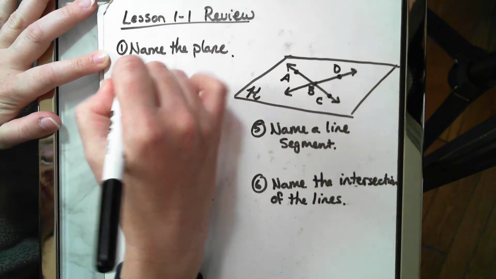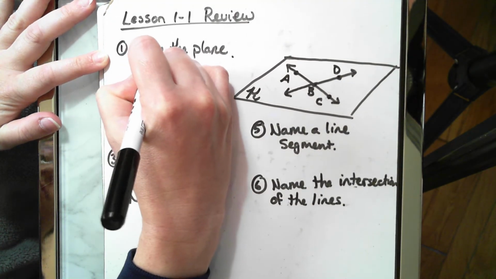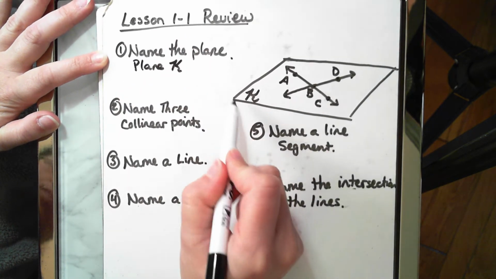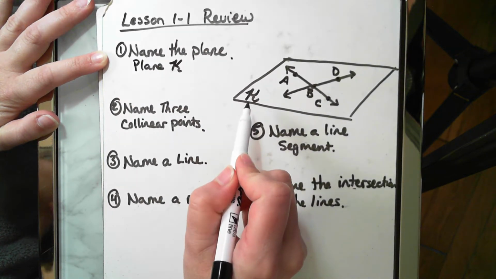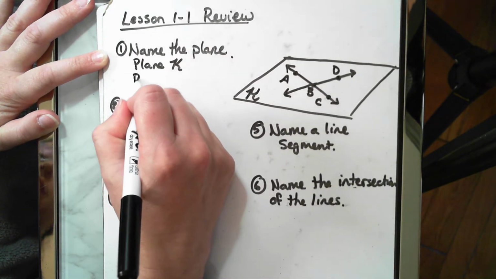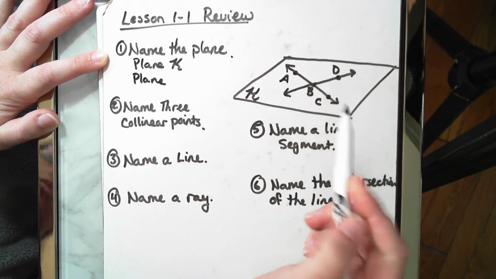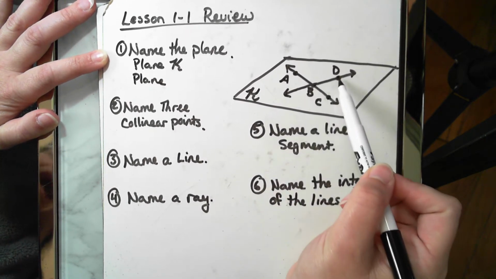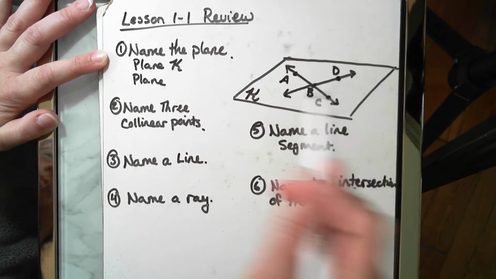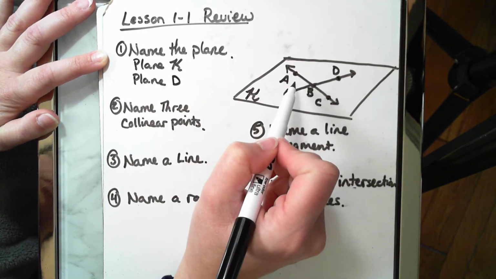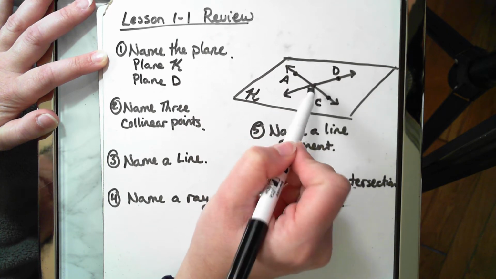So I can either write plane K, which is this special letter in the corner, or you can name it with 3 points that are not collinear. So that means because A, B, and C are all in the same line, I have to name point D. So it's plane D, and then I pick any other 2 letters on here. So D, A, B.